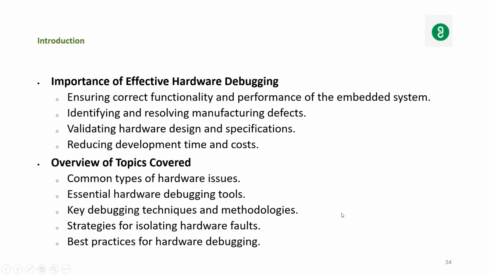The importance of effective hardware debugging: it ensures correct functionality and performance of the embedded system, identifies and resolves manufacturing defects, and validates hardware design and specifications. It reduces time and cost. The overview of what we have covered: common hardware issues, essential hardware debugging tools, key debugging techniques and methodologies, strategies for isolating hardware faults, and best practices for hardware debugging.